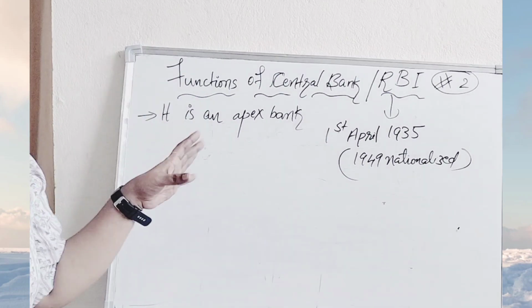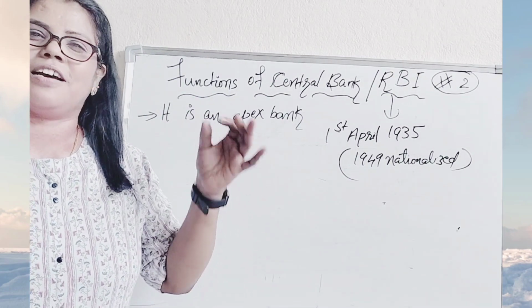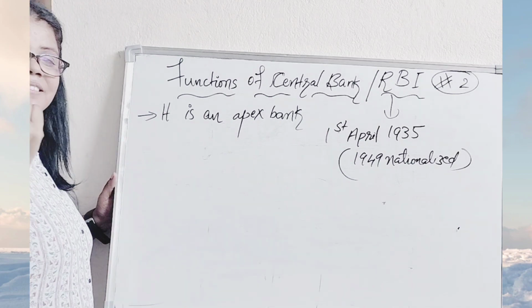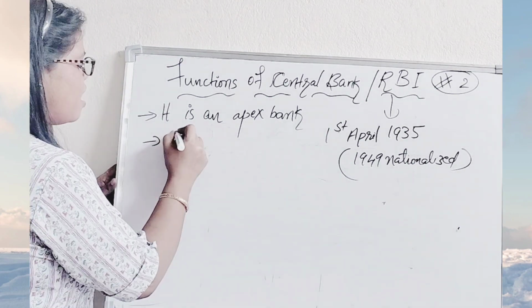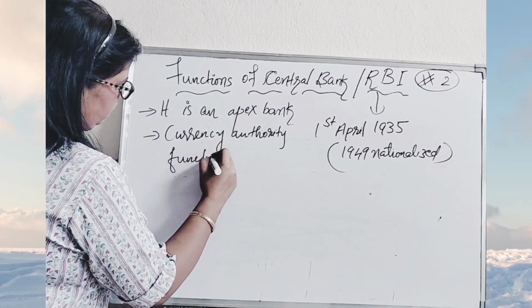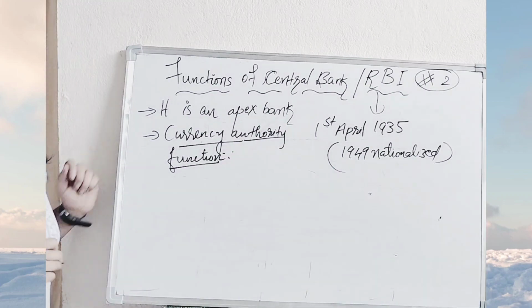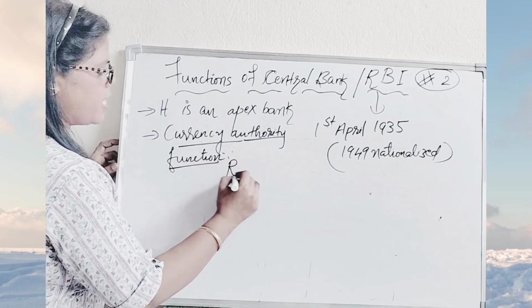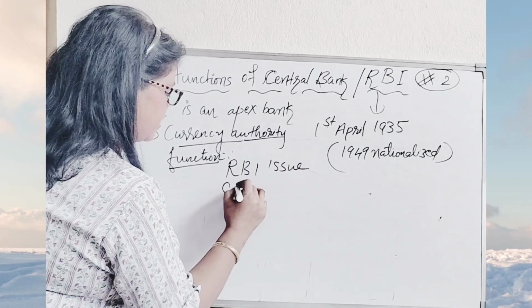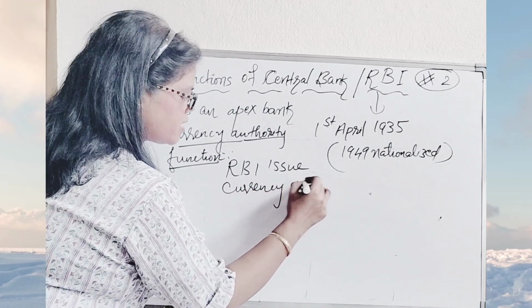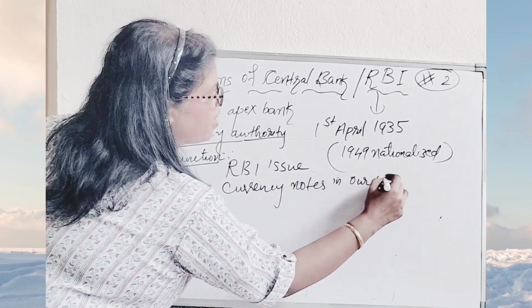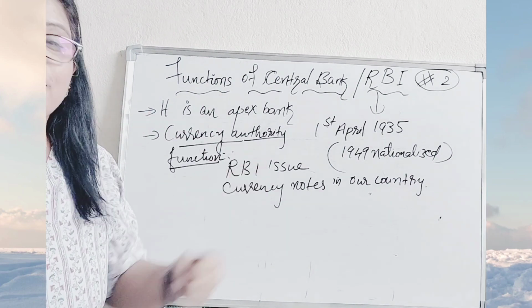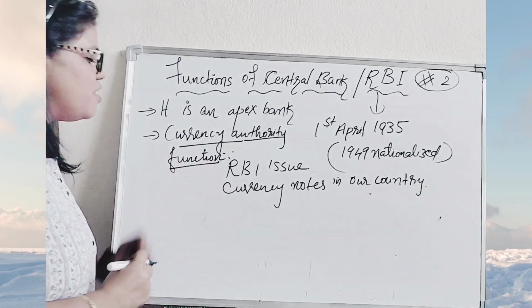Yes, of course, we are discussing the functions of RBI. What does the RBI do? RBI फर्स्ट सबसे पहले अपनी आरबीआई क्या करता है? Currency authority function. The first function is the currency authority function. The RBI issues currency notes in our country. अपने कंट्री में कौन करेंसी नोट्स इश्यू करते हैं? द हीरो आरबीआई, द सुपर हीरो, द सुपरमैन. आरबीआई डू इश्यू करेंसी नोट्स.